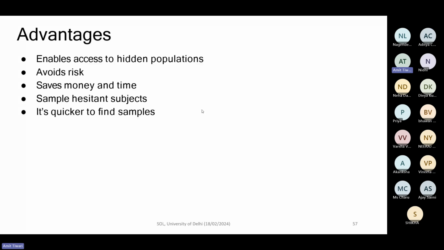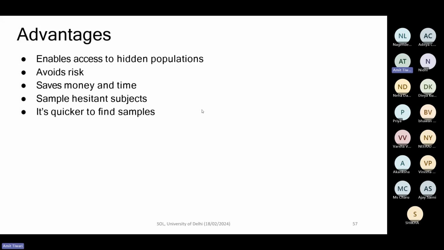You can sample some of the hesitant subjects more quickly, in the sense that some people who are not very outspoken, or not directly involved in the research domain but indirectly included in the research, such people will also come.